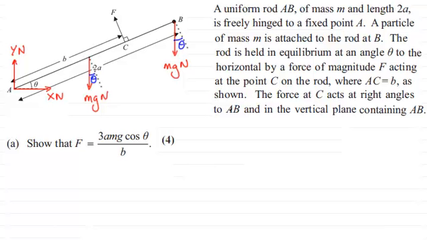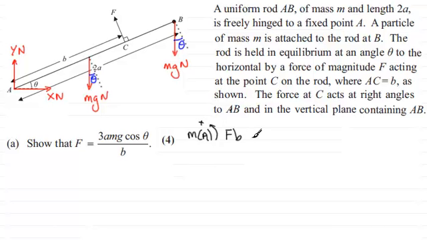Now, if we take moments about A, we need a positive sense. It doesn't matter which way we go. I'm going to take anti-clockwise as positive. So therefore, I've got all of F acting perpendicular to the rod, so its moment is going to be the force F multiplied by the distance b. So we're going to have Fb.